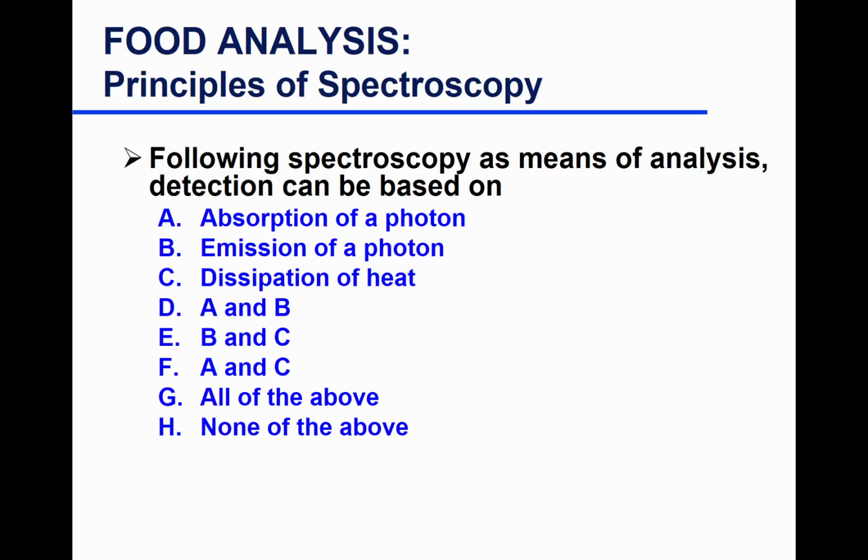Following spectroscopy as a means of analysis, detection can be based on... We did spectroscopy in the caffeine lab. We measured UV absorption. But absorption is not the only measure for spectroscopy. So which of these could be correct?